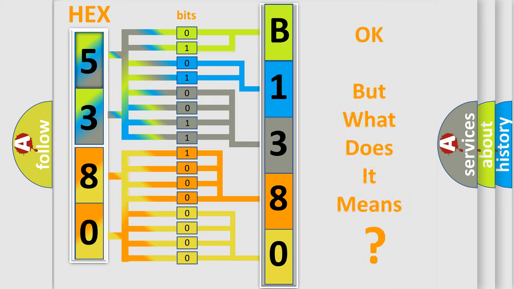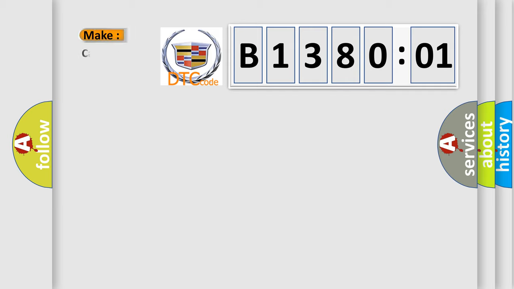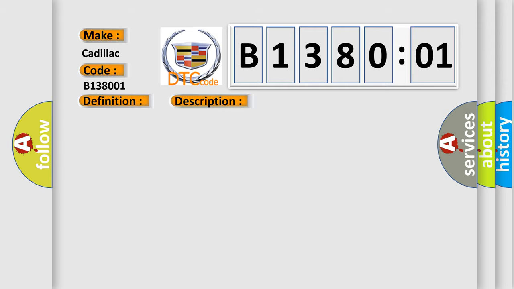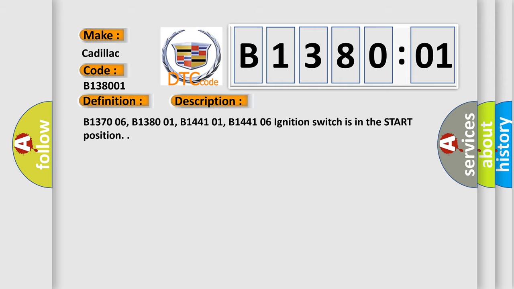The number itself does not make sense to us if we cannot assign information about what it actually expresses. So, what does the diagnostic trouble code B1380-01 interpret specifically for Cadillac car manufacturers? The basic definition is: device ignition accessory circuit short to battery. And now this is a short description of this DTC code.